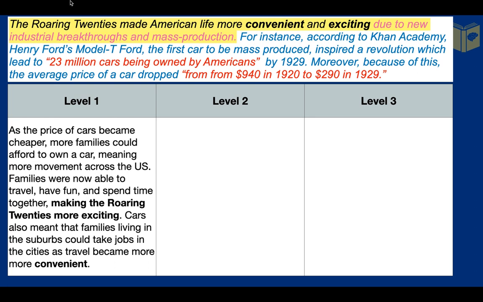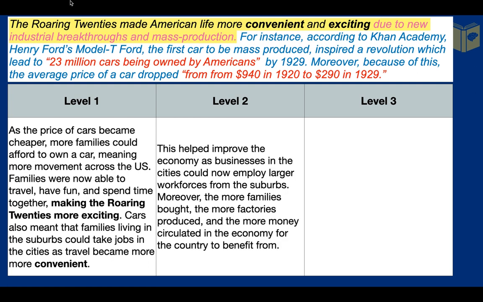Now, level 1, I'm focusing on people, the immediate smallest parts, the people. Level 2, then the country. What does what I've said in level 1 mean for the whole country? Well, think about the economy. Everyone's buying cars and traveling more and working in the cities. What does that mean for the economy? It helped improve the economy, as businesses in the cities could now employ larger workforces from the suburbs. Moreover, the more families bought, the more factories produced, and the more money circulated in the economy for the country to benefit from. That's looking at the whole country, the whole system, the whole economy.